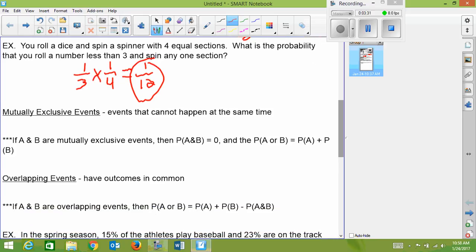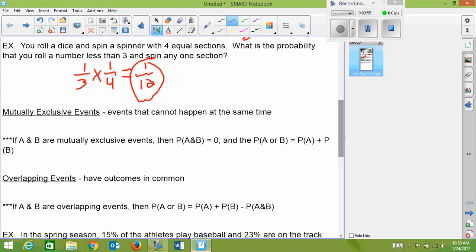Mutually exclusive. Those are events that cannot happen at the same time. You can't both rain and not rain at the same place at the same time, okay? So they're just two things that can't happen at the same time. So if A and B are mutually exclusive events, then the probability of A and B happening is 0, because they can't happen at the same time.